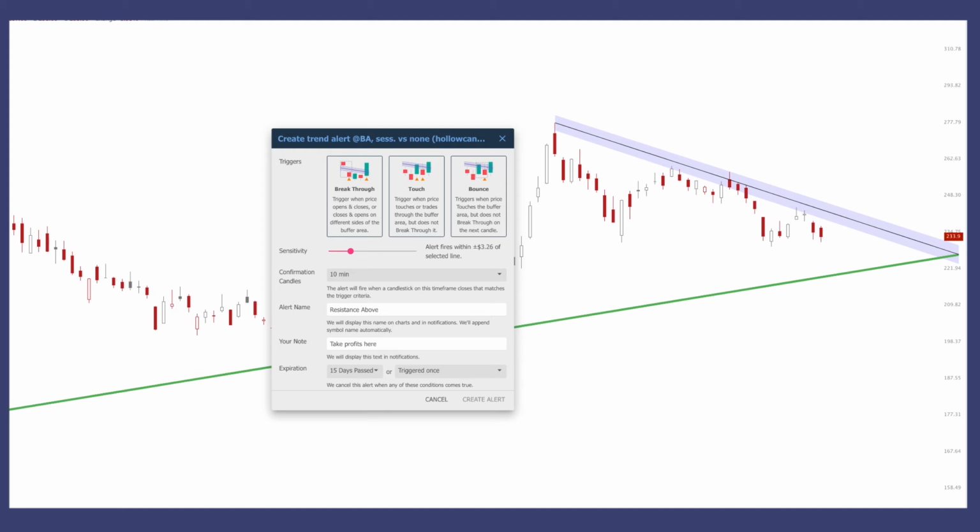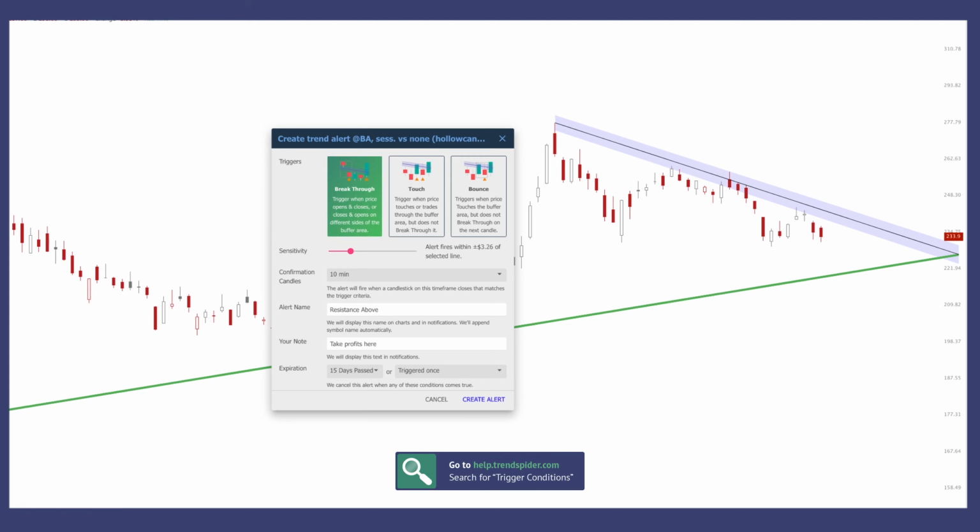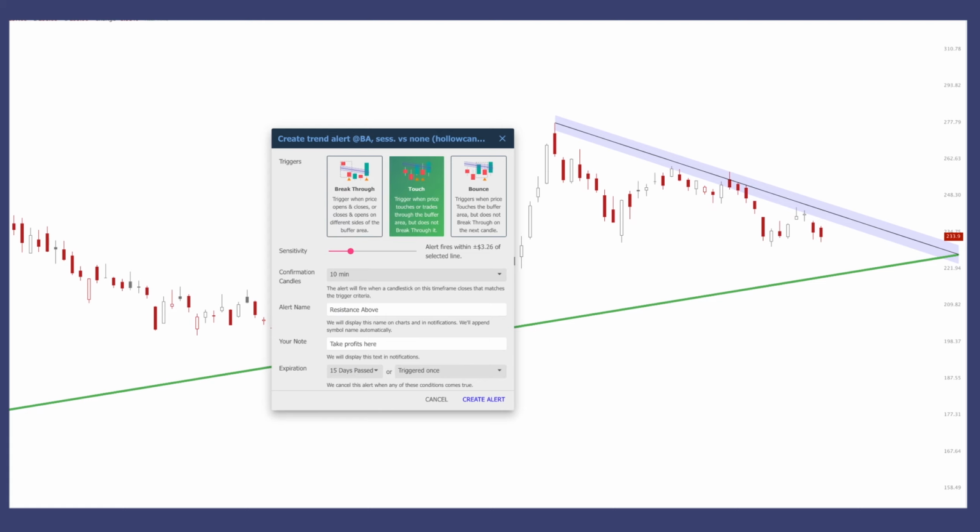The breakthrough is anytime the price actually breaks through the line. And this would be someone who's maybe only trading a breakout through a pattern. So in this case, maybe you only want to trade Boeing if it breaks to the upside through the symmetrical triangle. Or maybe you're someone that simply just wants to sell at resistance and you want to sell within, let's say, around $1. You'll see that this purple area gets smaller as we move this sensitivity to the left. If you move it to the right, it's going to get bigger. So the touch feature allows you to be alerted anytime the price touches anywhere within this purple area.